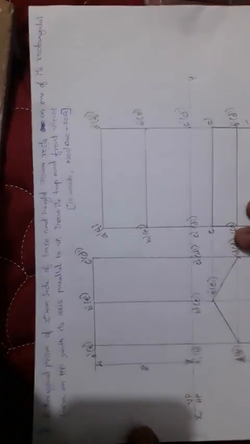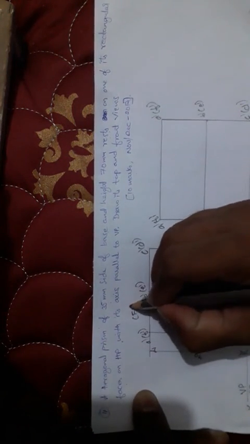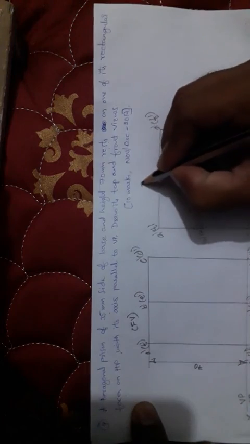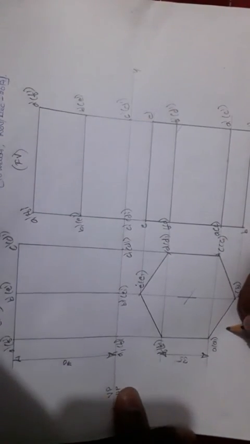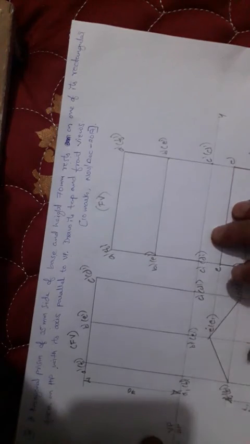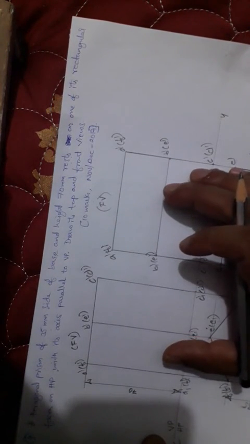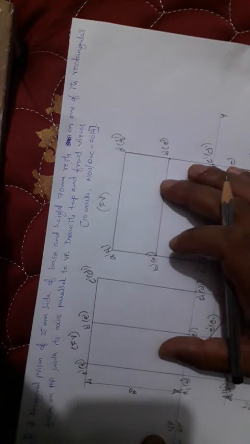So this is the hexagonal prism: front view of first stage, front view of second stage, top view of first stage, and top view of second stage. So this is the second stage of the hexagonal prism. Thank you.